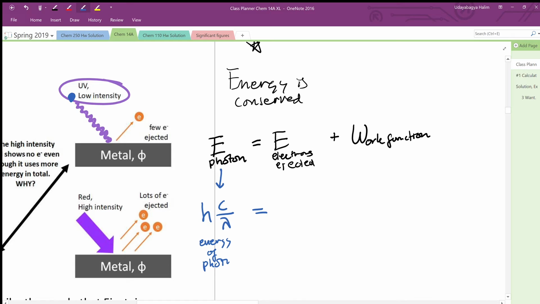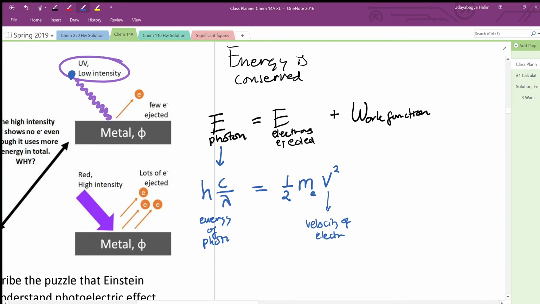And because we know electrons have a mass, and this physics is pretty well understood, the energy of any moving object is just equal to 1/2 times the mass, and I'm going to put an e here at the bottom to say that this is the mass of the electron, times the velocity squared. So this is the velocity of the electron, plus the work function, which is essentially the amount of energy needed to remove an electron from the surface of the metal. It's basically the energy cost. This is the symbol for it, that's the work function.